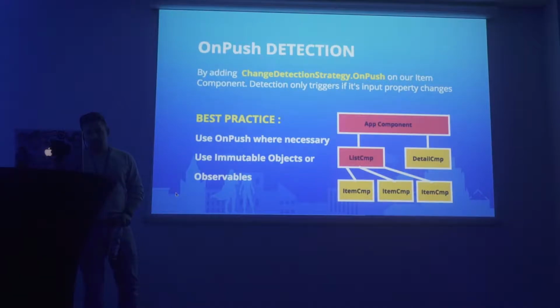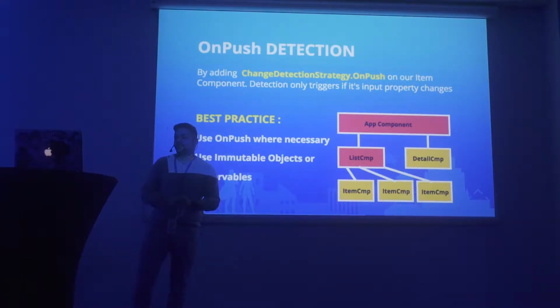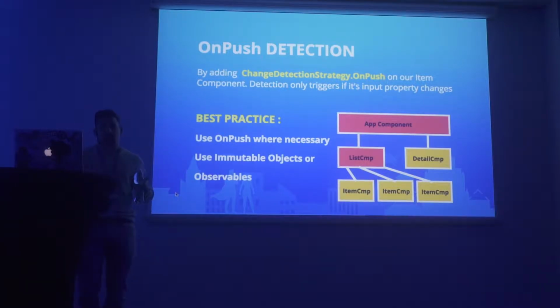So do it right, and use change detection strategy OnPush. And with OnPush, use immutable objects where possible, or observables. It will save your application from becoming an unusable mess. And I will explain this later on with a quick demo.